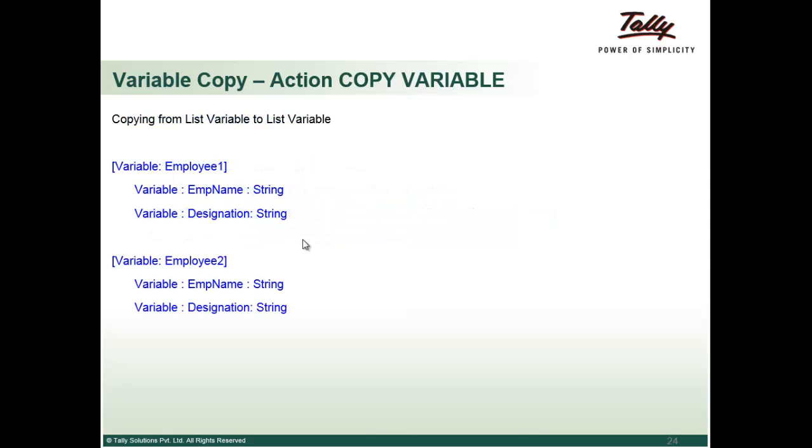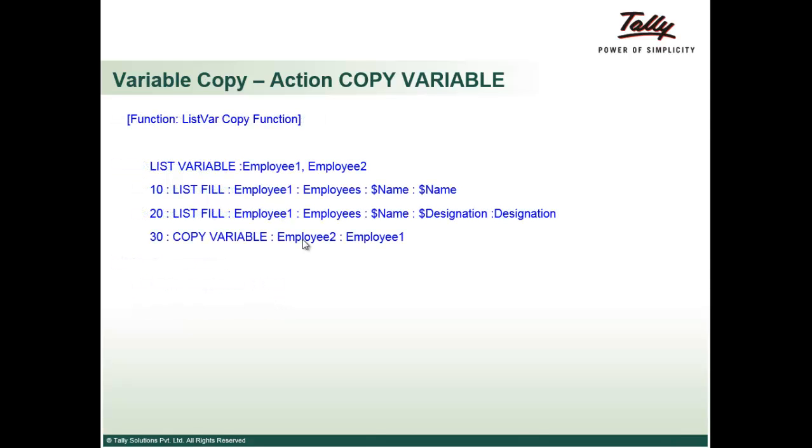So if you see, there are again two compound variables, employee 1 and employee 2, and then in the function both the variables are declared as list variable, and then they are filling them. This is a list fill action which we will be going through in the list variable manipulations section. So they have filled the employee 1 details, and then they are copying the employee 1 list variable into employee 2 list variable. So this is how you can use the copy variable action.